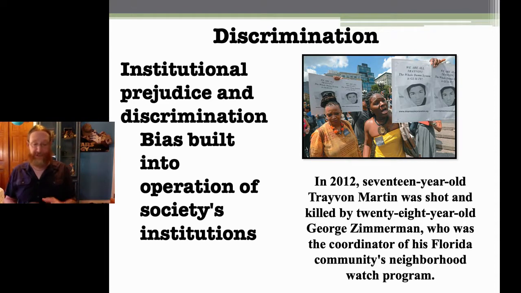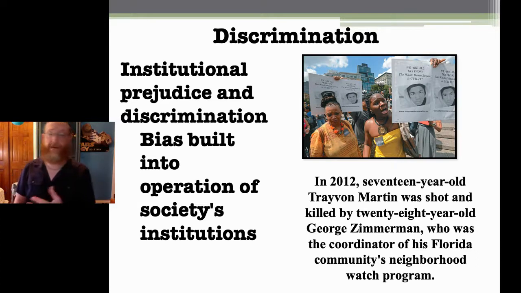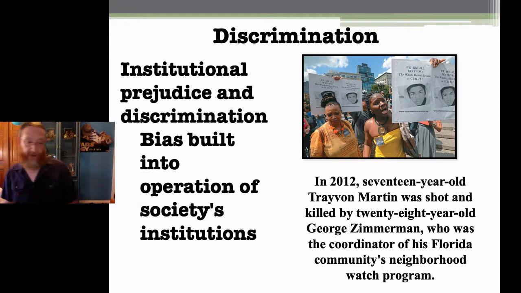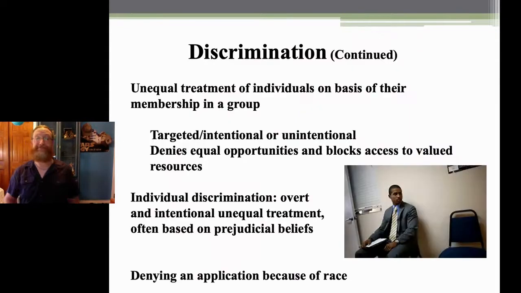Giving up that privilege and taking responsibility, a core piece of that for sure. Trayvon Martin, George Zimmerman, George Floyd, the names are too numerous to mention. That's how we know that institutional discrimination and prejudice, the very bias that's built into the workings of our institutions, is something that we need to address and do something about. And not just talk about it, obviously.